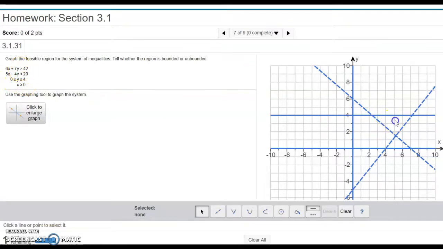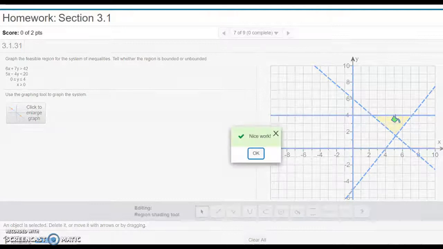Okay, so where am I going to shade? I'm going to shade right in there. So let me pour it in there. Okay, there we go. All right, and let's check our answer. And yay, I got it right.